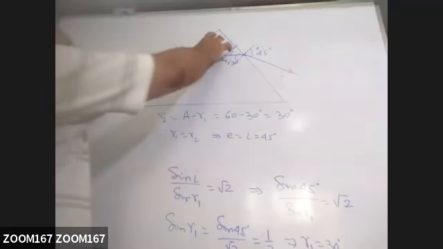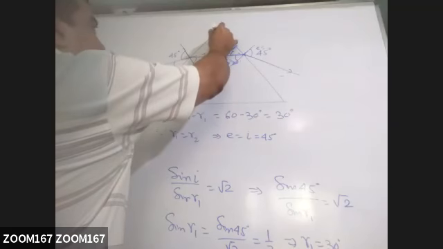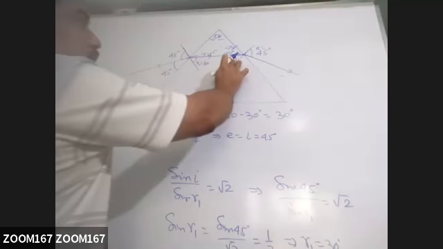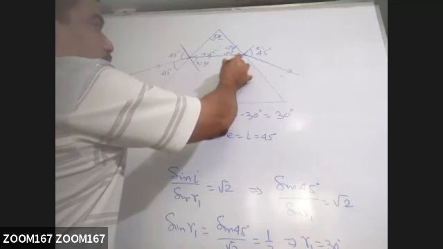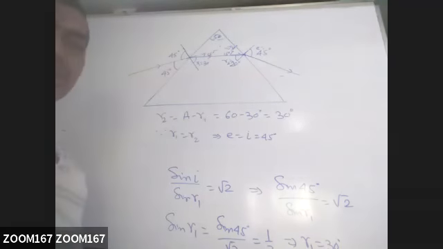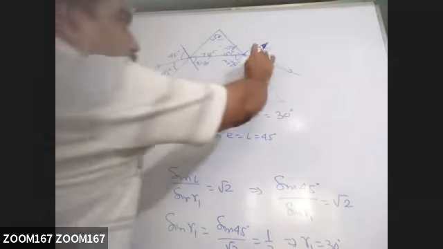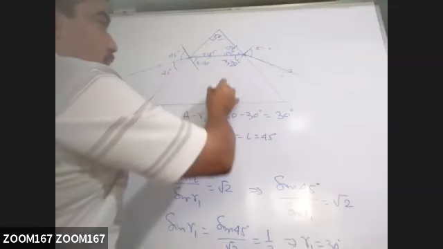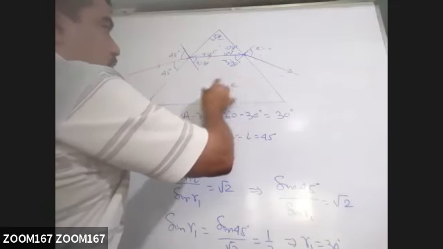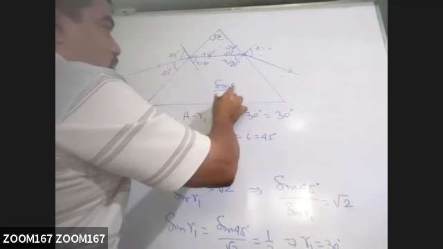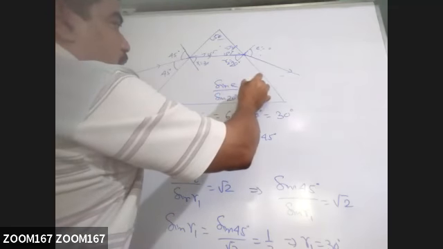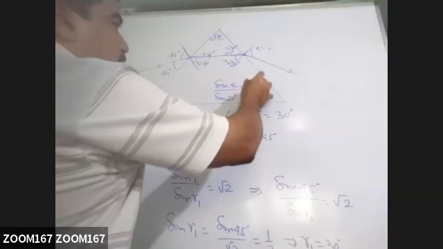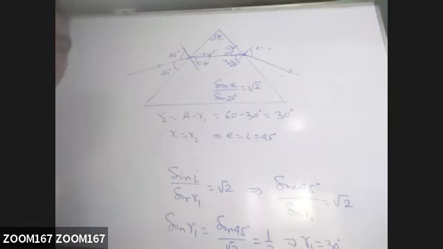Suppose the angle of the prism is 50 degrees. Then if this angle is 30 degrees, this one will become 20 degrees, and this is not the case of symmetric deviation. Then we will have to find this e by the formula: sin e over sin r2, that is sin 20 degrees, will be equal to, again, the same refractive index, root 2. By using this, you will have to find e.